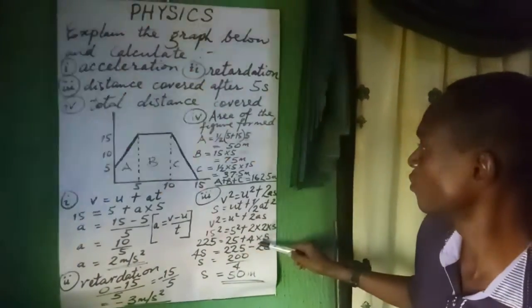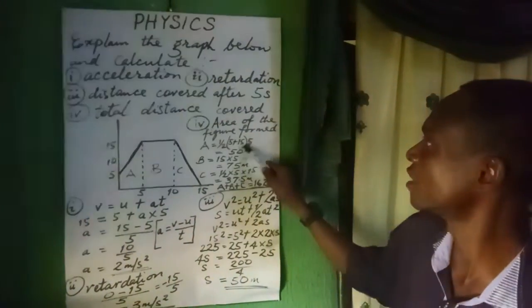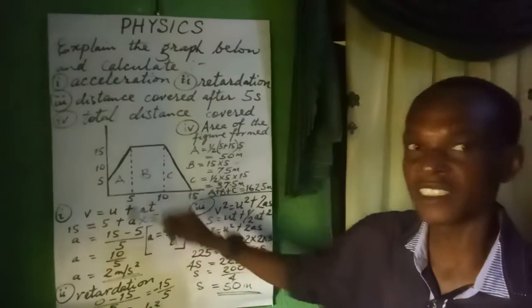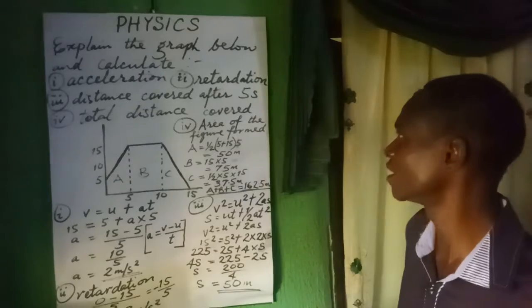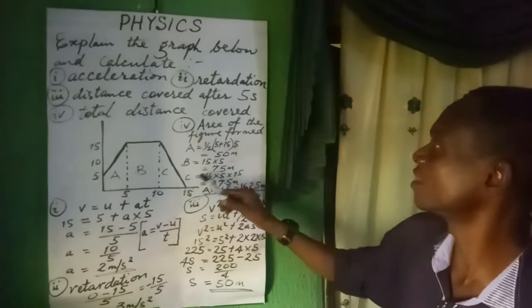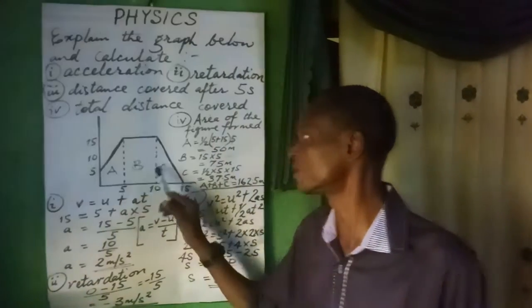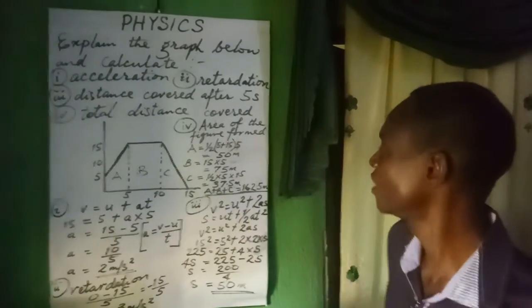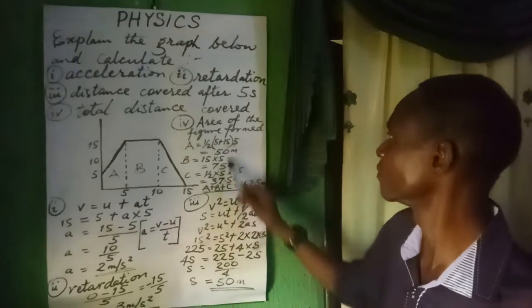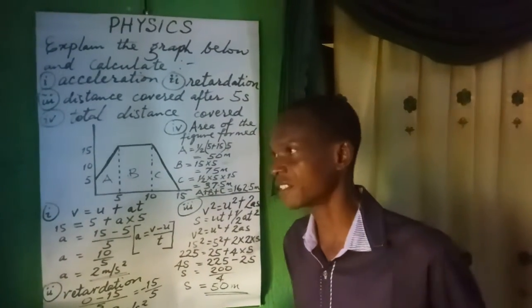So like what I told you, whether you use any of these formulae, or you find the area of the shape, you will arrive at the same answer. Finally, area of the figure found is the sum of the area of the three different shapes we have put together here. A plus B plus C. When we add them together, we have 162.5 meters.